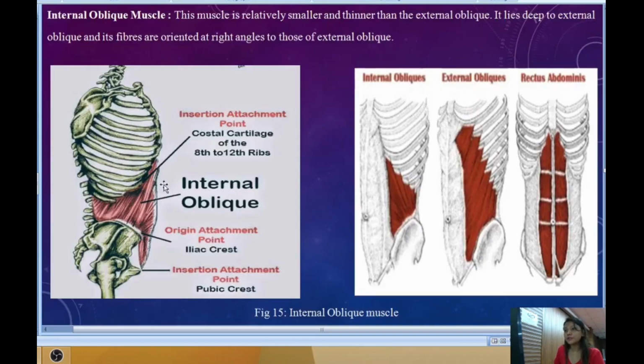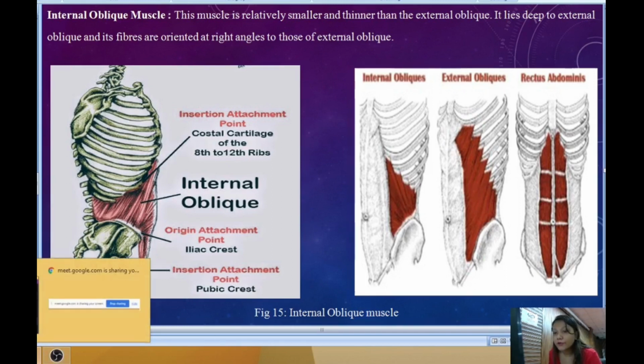So here you can see this is the origin, the iliac crest, and the insertion is the third and fourth ribs. The nerve supply is the same, T7 to T12 but also L1, and the direction of the internal oblique aponeurosis is at right angles to the external oblique aponeurosis. So kindly respond to me, what is the direction of the external oblique aponeurosis?